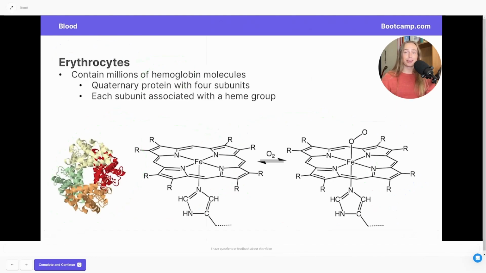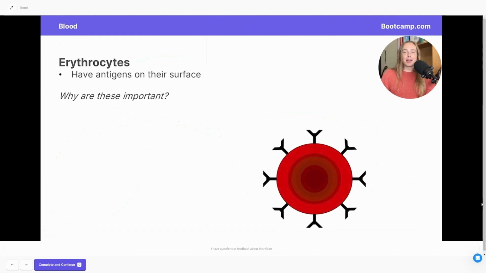a single hemoglobin molecule. Each one of these subunits is strongly associated with a non-protein heme group, which we see here. Notice that this heme group contains one iron molecule, and this iron molecule is capable of binding to a molecule of oxygen. This means that each molecule of hemoglobin is capable of binding to 4 molecules of oxygen. Or if you want to think about it in a different way, one molecule of hemoglobin can carry 8 oxygen atoms.